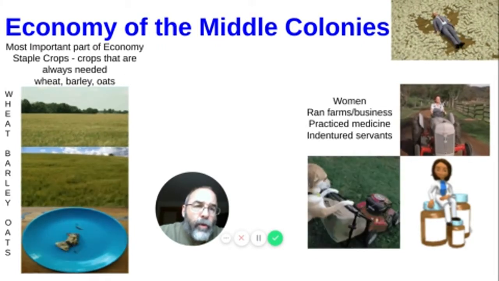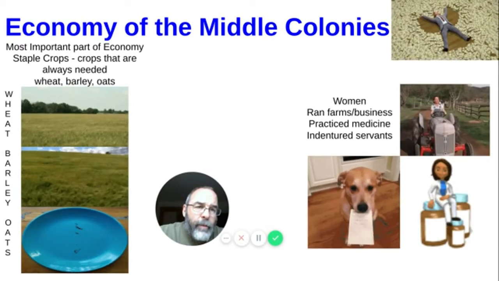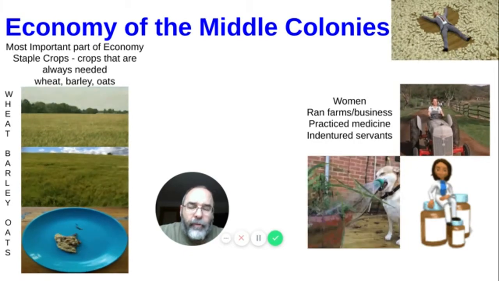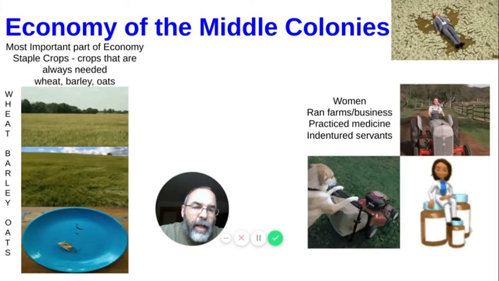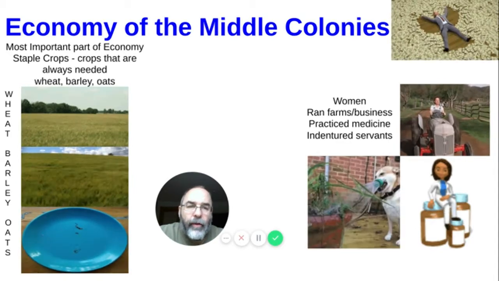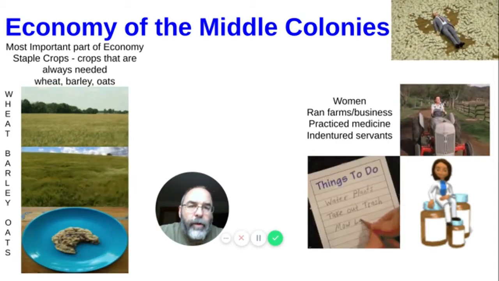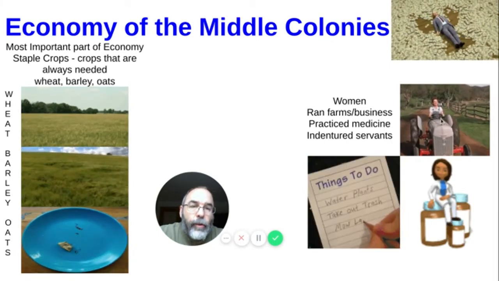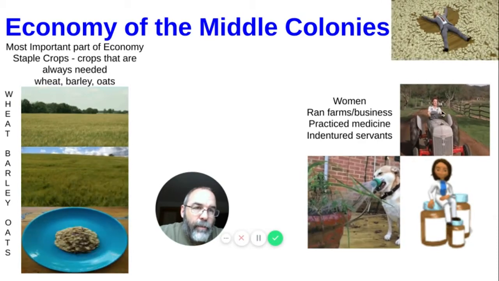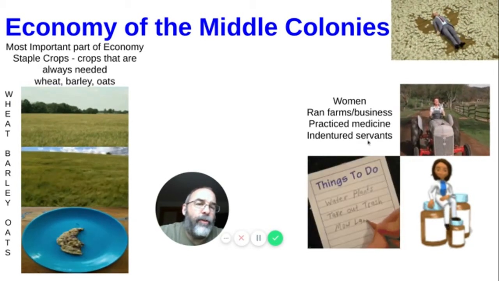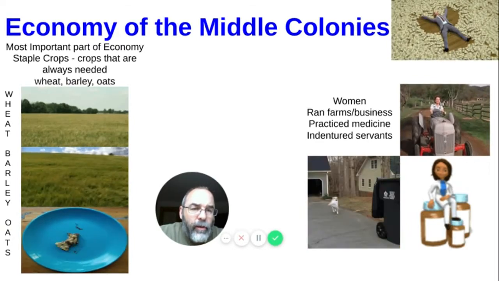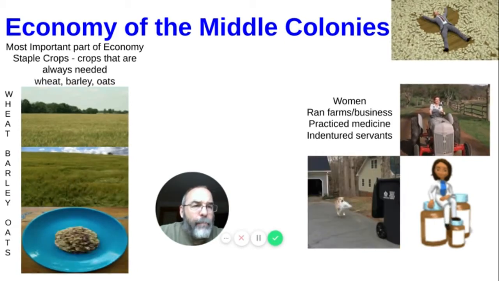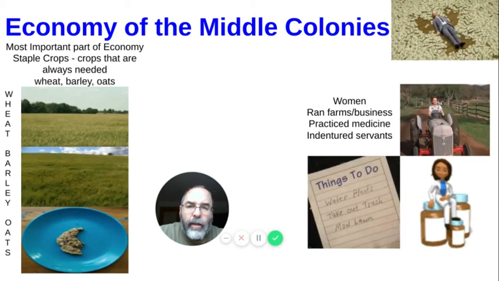Now, women play a key role in the middle colonies as well. Women are always a key part of the economy, of the government, of life. But here we start to see women having more economic opportunities than in the other colonial groups. So women are going to end up running farms and businesses. They're going to practice medicine. They're going to be nurses or midwives, and they're going to be indentured servants. And so you do start to see women having more of a role and more of an economic impact than what you do in New England and in the southern colonies.